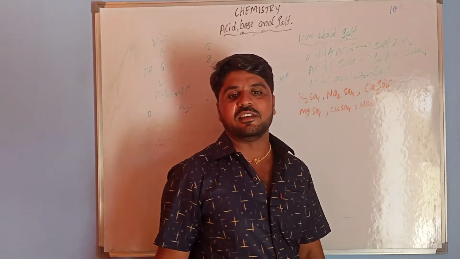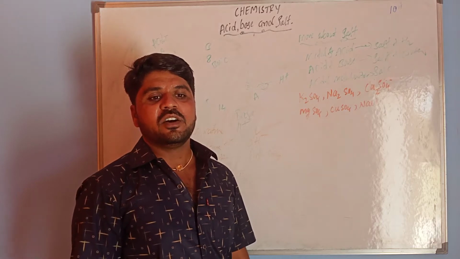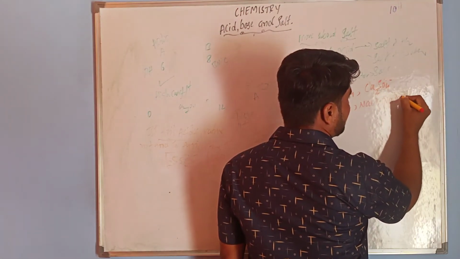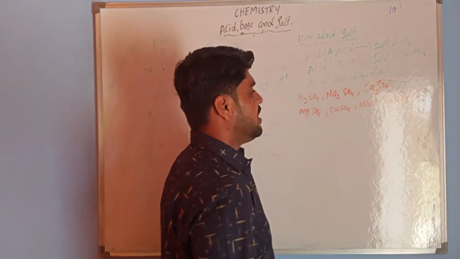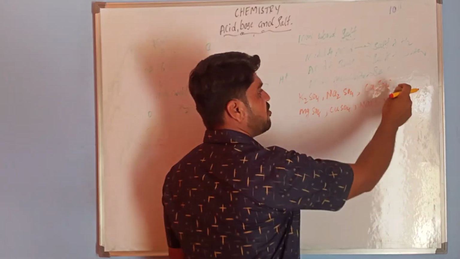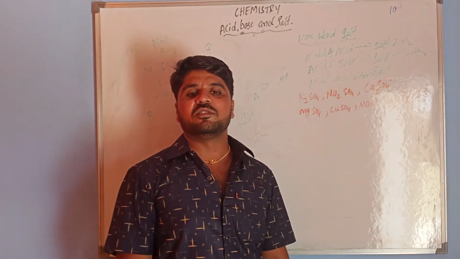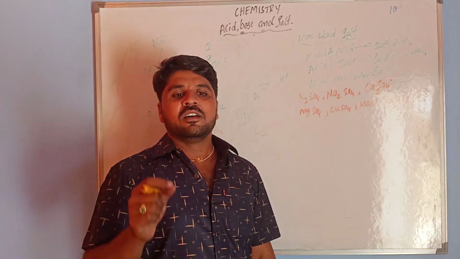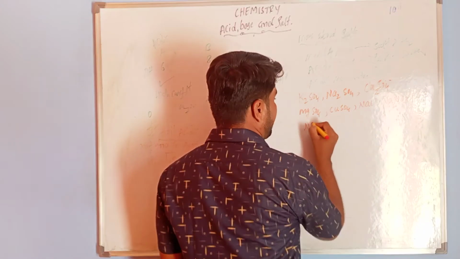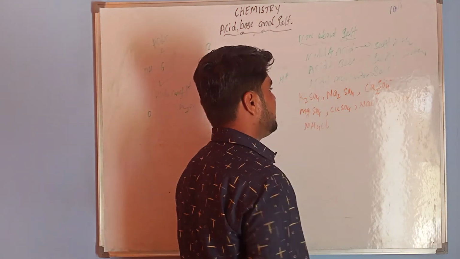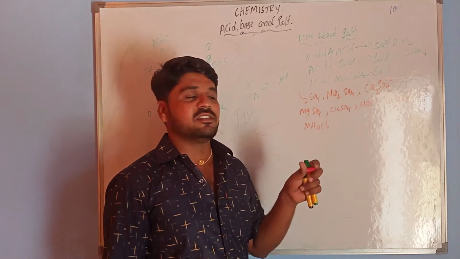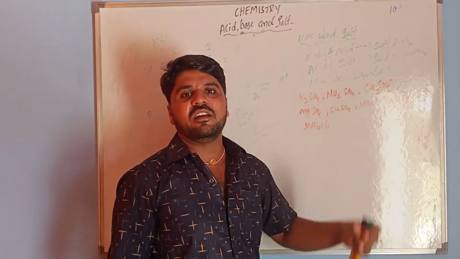Next is sodium chloride, NaCl. Next is sodium nitrate, NaNO3. Na is plus 1 and nitrate is minus 1, so NaNO3. Next is ammonium chloride, NH4Cl. Right, these are some salts and their chemical formulas.